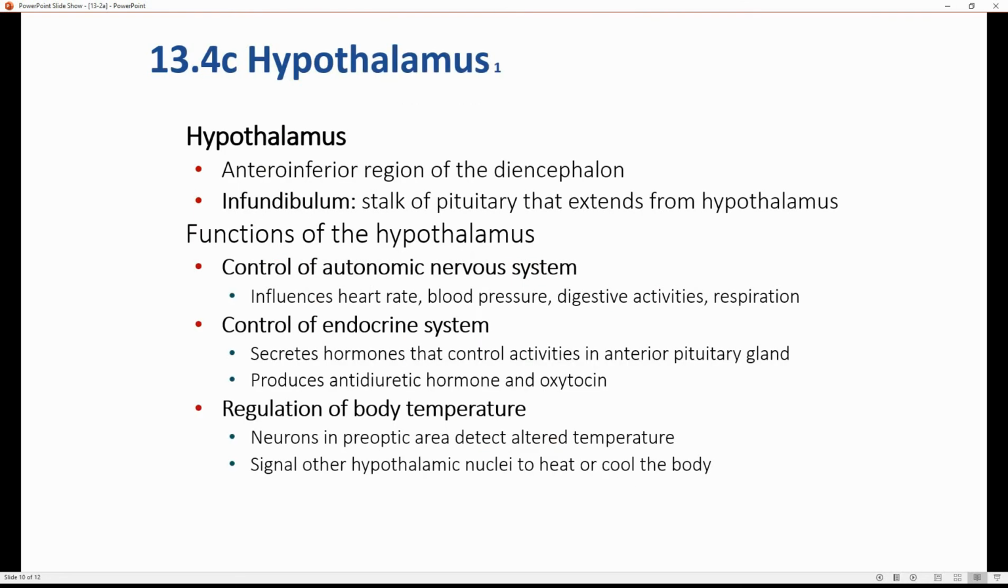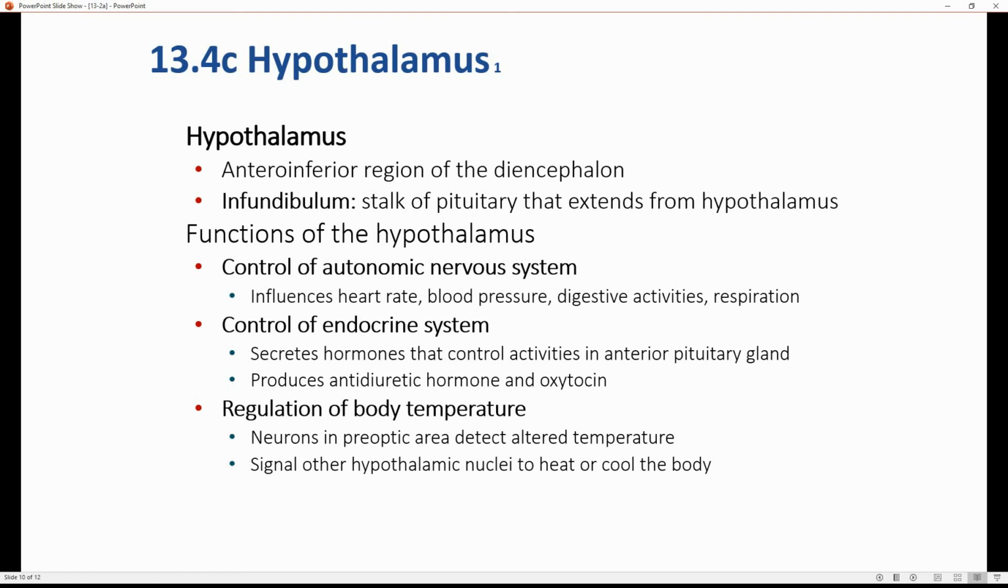The hypothalamus sits below the thalamus. The infundibulum literally means funnel. It's a little stalk of the pituitary that extends down from the hypothalamus. The hypothalamus itself is important for controlling autonomic functions. These are the automatic things that your brain takes care of, things like digestion and respiration and heart rate.